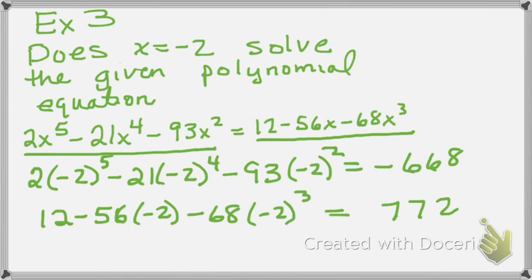So if they did not come out the same, is the answer no or yes? No, because if they do come out the same, then yes, that number would be a solution. So the answer is no. It's simply a yes or no question, but you got to plug it in to find the answer.